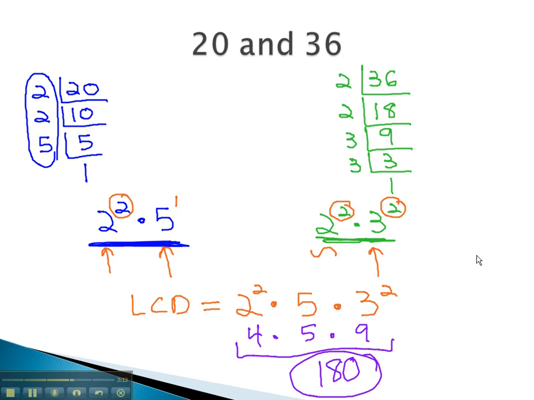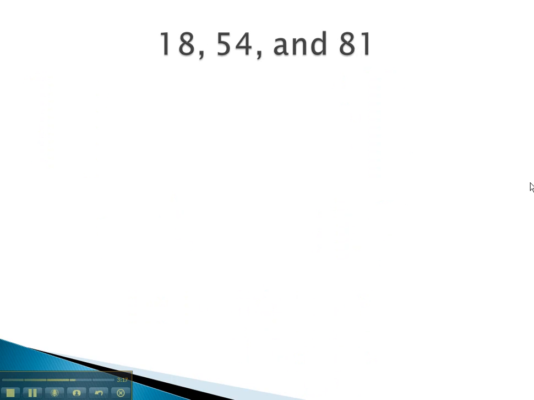Let's try another example where the prime factorization can tell us the least common denominator. First, let's find the prime factorization of the 18. 2 goes into 18 9 times, 3 goes into 9 3 times, and 3 goes into 3 1 time. Our prime factorization for 18 is 2 times 3 squared.